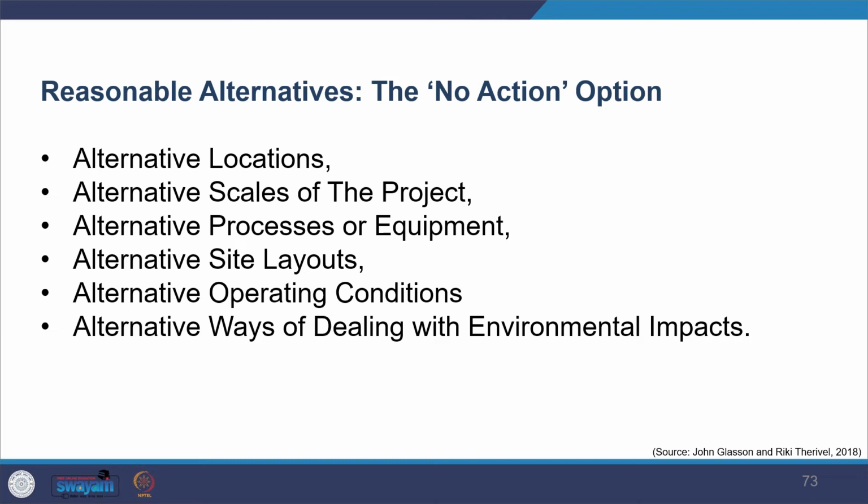So you can see what happens with or without the project, or if the project is done in this location compared to the other location, or if the project is done with a smaller size, if we can serve the same purpose with a smaller size, or processes with lesser impact. And then what if you change the process, or you have a better design, or you change the layout of the project, or you change the conditions under which it works. These are the general broad types of alternatives which are considered.